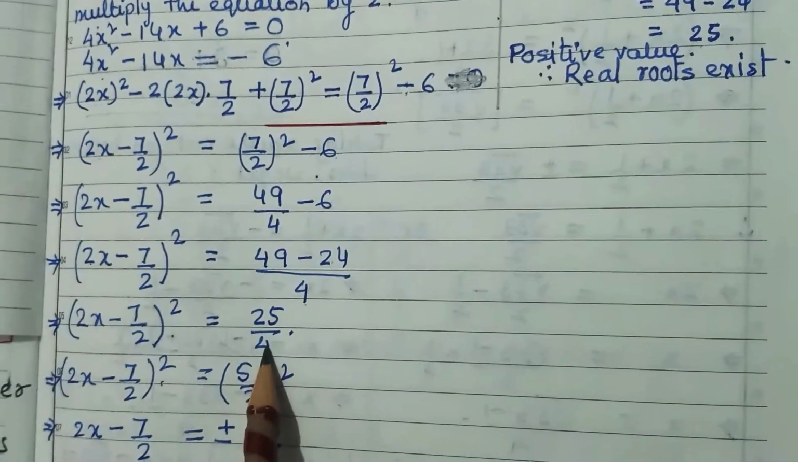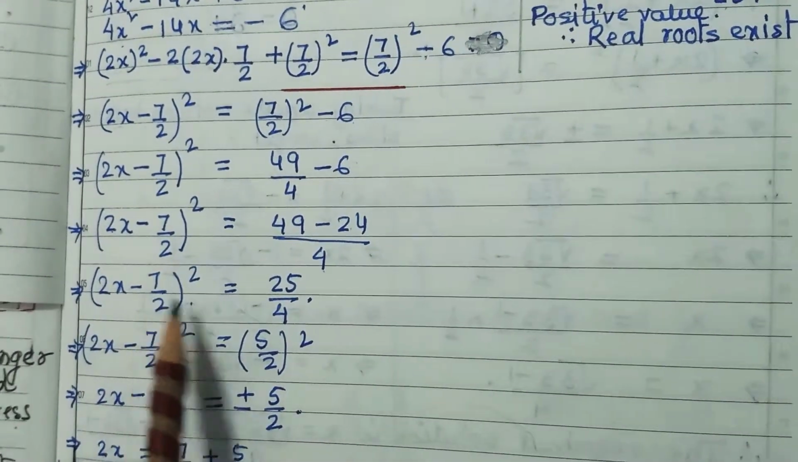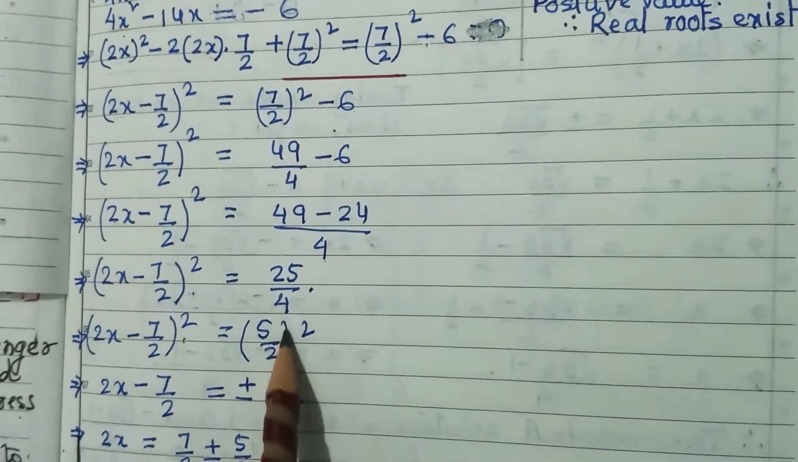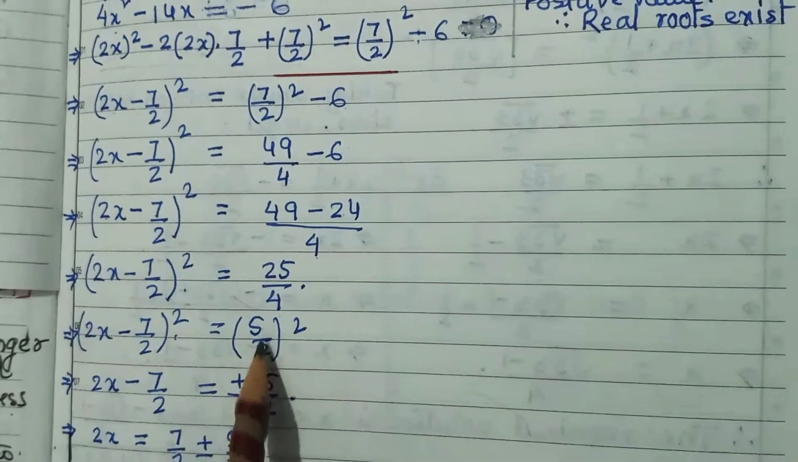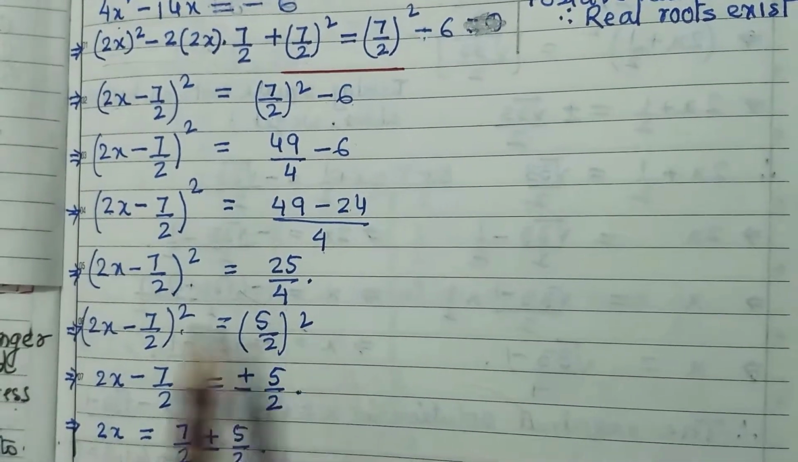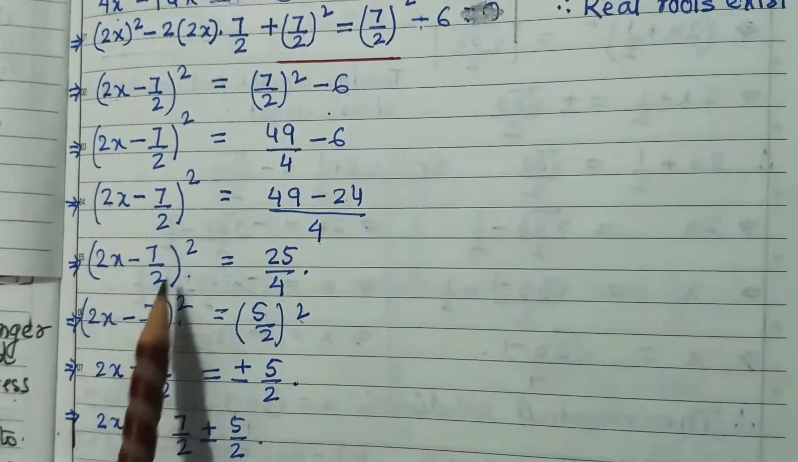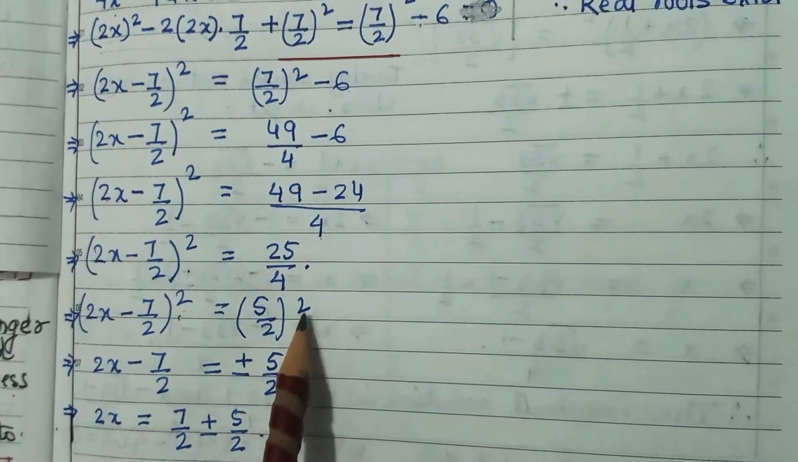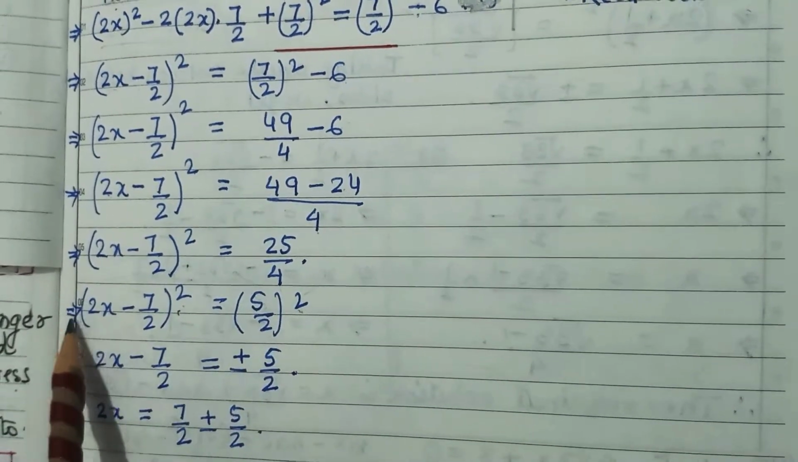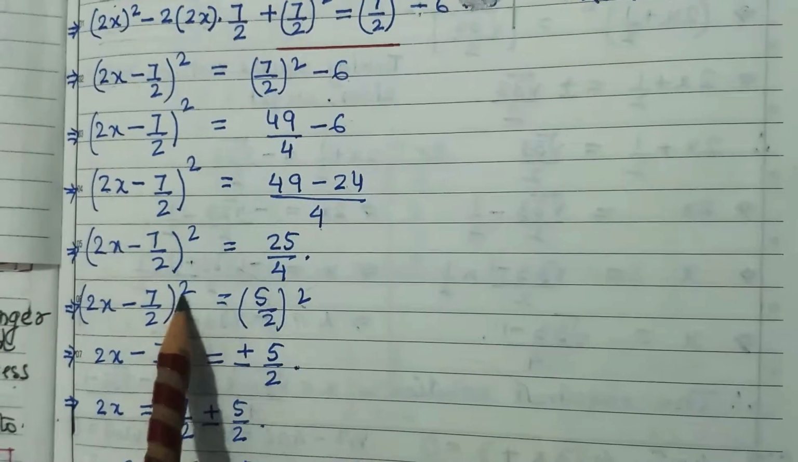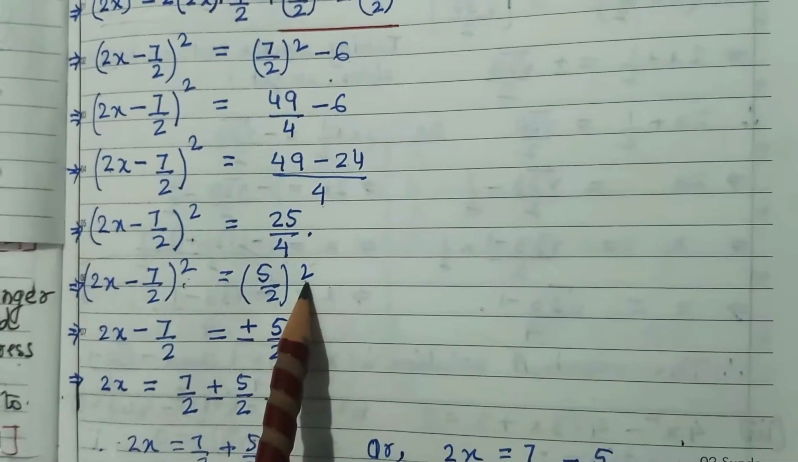It is 25 upon 4. Now this is square, and this one is also, you make it square, whole square. It is 5 upon 2 square. So it is (2x minus 7 upon 2) square is equal to (5 upon 2) square. You can cancel, means under root these 2, so square and square root cancel.